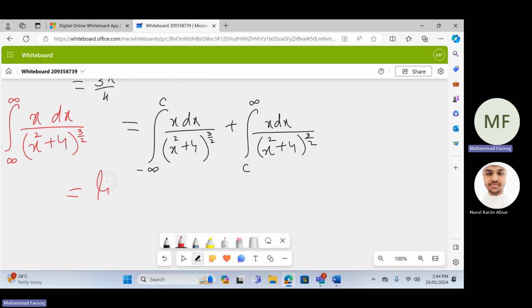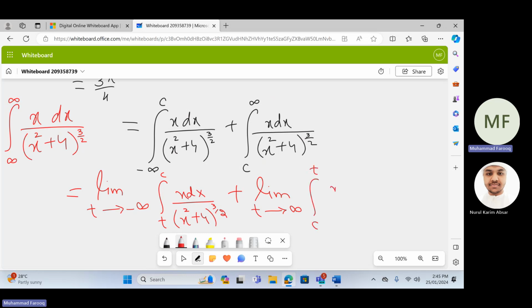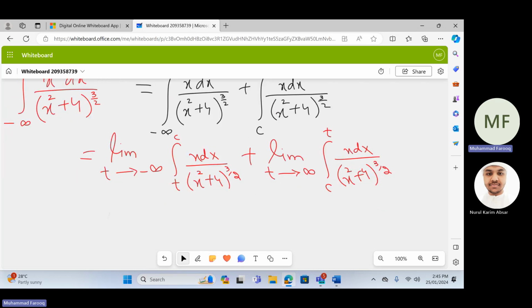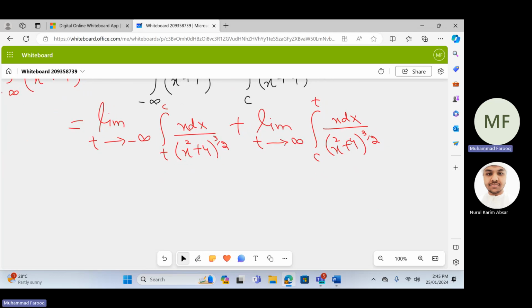So please, limit t approaches negative infinity. Replace this one by the integral from t to c of x dx divided by (x squared plus 4) to the power 3 over 2. Repeat the same thing next: plus limit t approaches positive infinity, integrate from c to t of x dx divided by (x squared plus 4) to the power 3 by 2. I'm sorry, actually, it's the same function, we are doing the calculation twice, because we have to break it. Anyway, now start integration, please.